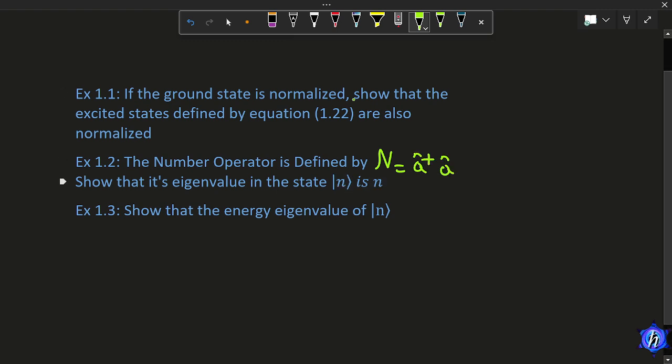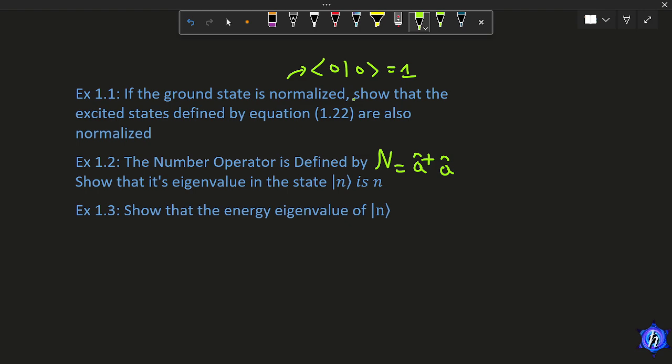Okay, so what does our first problem say? Our first exercise is: if the ground state is normalized, what do I mean by normalized? This is equal to 1. So if the ground state is normalized, that is, this is equal to 1, show that the excited state is defined by equation 1.22. So what was equation 1.22? Let me refresh your memories.